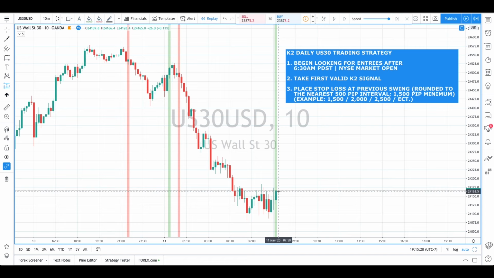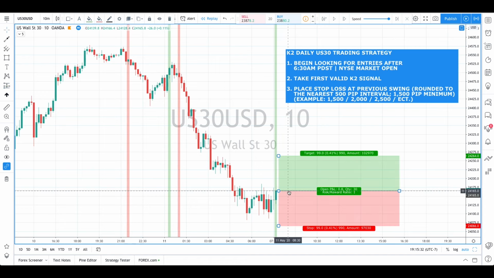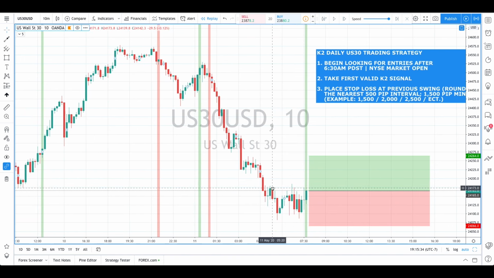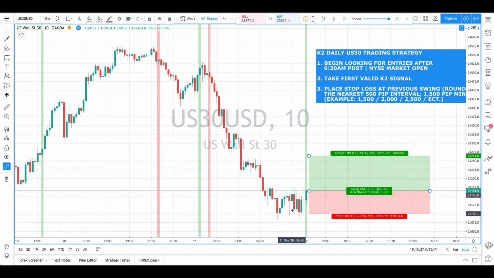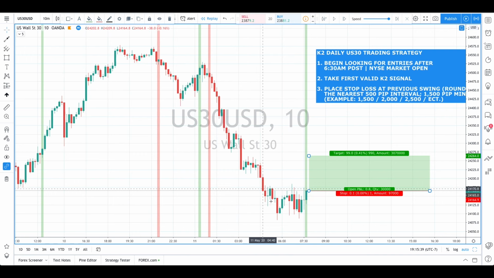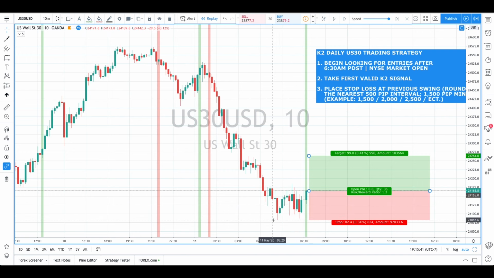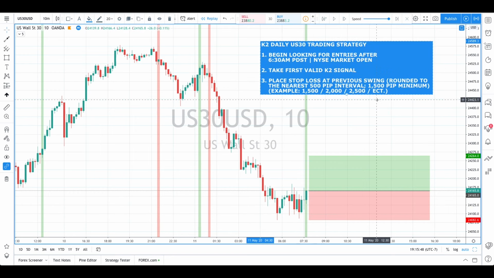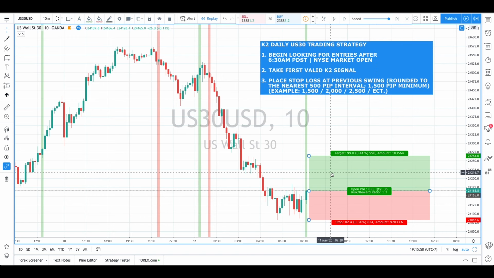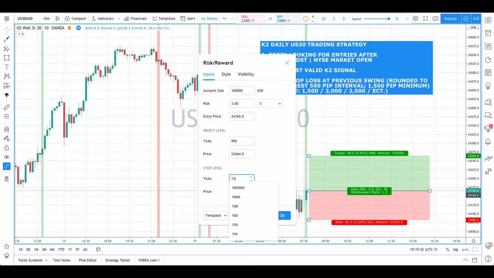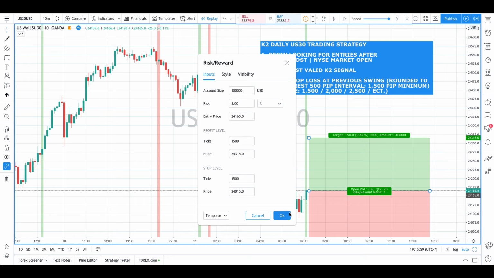So right here, we're going to place our buy entry, and then we're going to place our stop loss at the previous swing. So right here, this would be considered the previous swing since it came down and then it swung low right here. So the previous swing would be somewhere around this area, which is only 800 pips. So like I said, if that happens, we need a 1,500 pip minimum. So we're just going to use 1,500 as the stop loss, and then we're going to place our profit target the same distance away for a 1-to-1 risk to reward ratio.